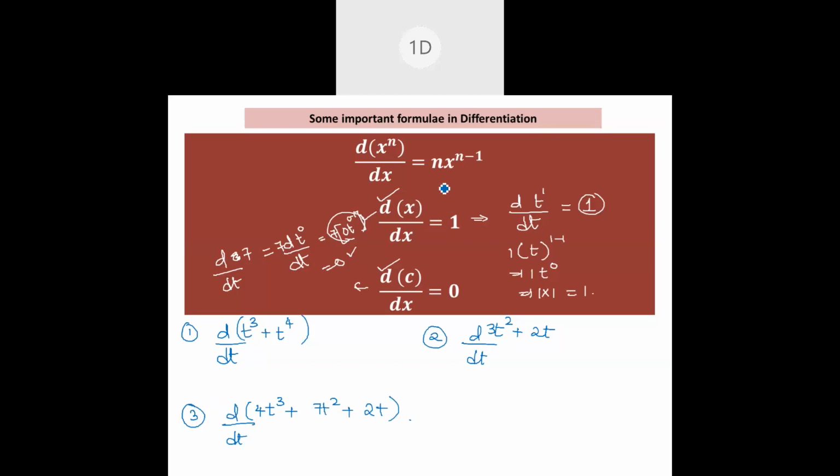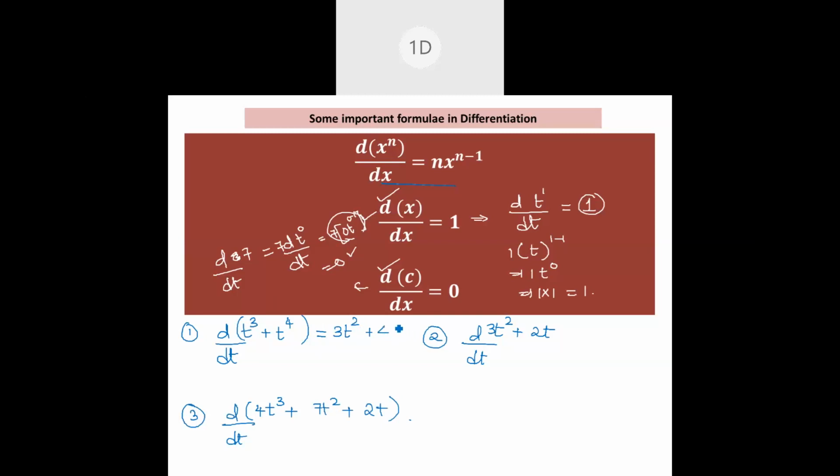Guys, I don't want you to be stuck on the formula. I want you to be quick enough to say, ma'am, t cube means 3t square. If you are at that scale, then it's good. If you have to look every time, okay, n means 3, n into t power 3 minus 1, and you write the 3 minus 1, that's a really bad thing. Tell me the answer. Okay, Bhavya, good.